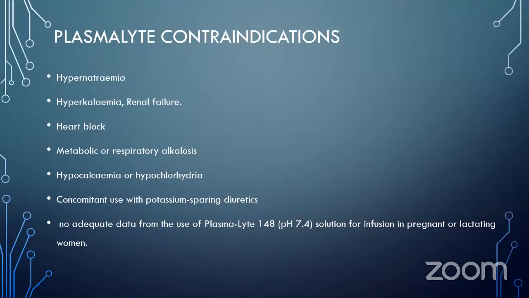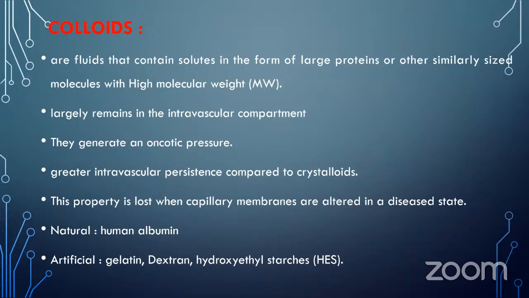The contraindications of Plasmalyte, I mean to say relative contraindications, are hypernatremia, hyperkalemia, existing renal failure, heart block because the potassium concentration is high, and metabolic and respiratory alkalosis, because it again leads to metabolic alkalosis if infused in a very high dose. Also hypocalcemia, hyperchloremia, and concomitant use of potassium sparing diuretics, which can again lead to hyperkalemia. And there is no adequate data for the safe use of Plasmalyte solution for infusion in pregnant and lactating women. So this is about crystalloids.